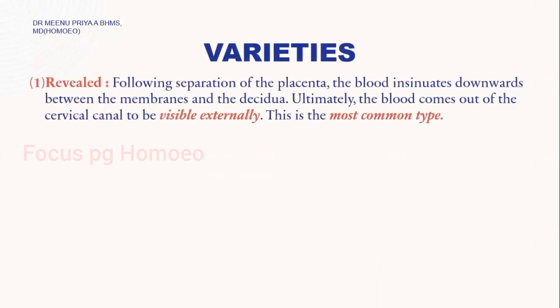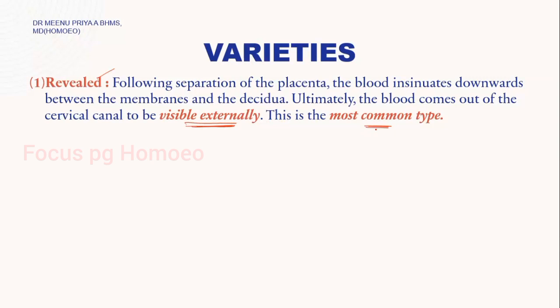Now, varieties of abruptio placenta. Mainly 3 types are there. First is revealed type. Revealed means, as the name suggests, it is revealing; the bleeding is seen outside. Following separation of placenta, the blood insinuates downwards between the membranes and decidua. Ultimately, the blood comes out of the cervical canal to be visible externally, and this is the revealed type of abruptio placenta, and it is the most common type.